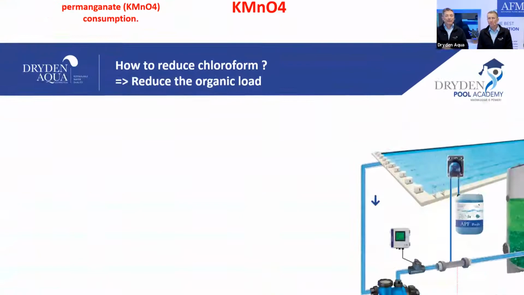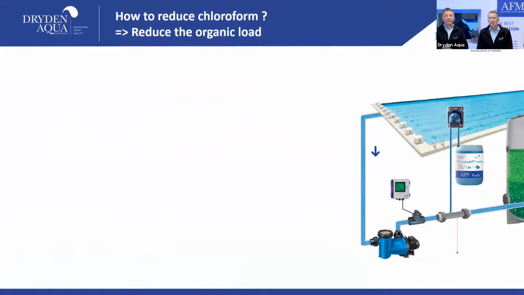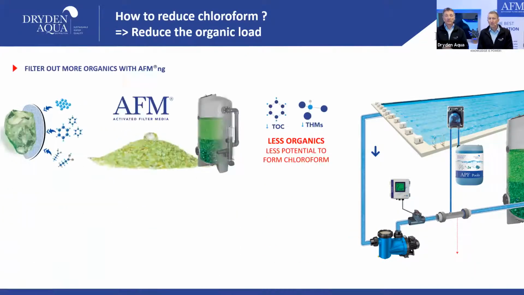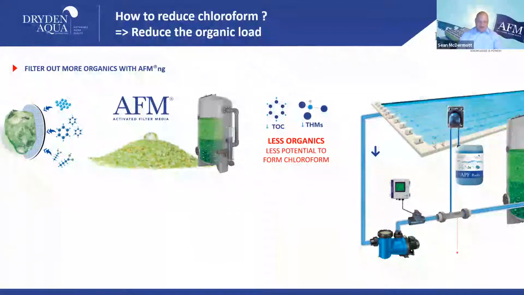Okay. So, Sean, you want to summarize this? Sure. It's pretty simple. What is the solution? How do we reduce the formation of chloroform? Well, we remove more organics from the water with AFM-NG, for example. As Dominic said, if we take 50% of the organics out of the water, we're going to have a 50% reduction in the production of chloroform.